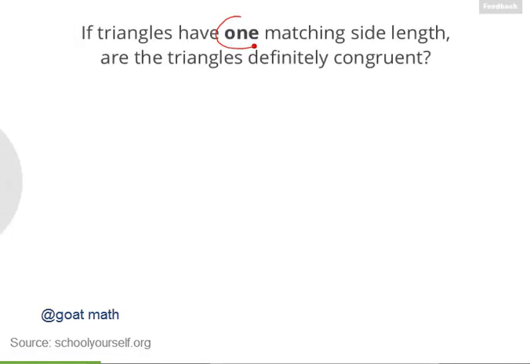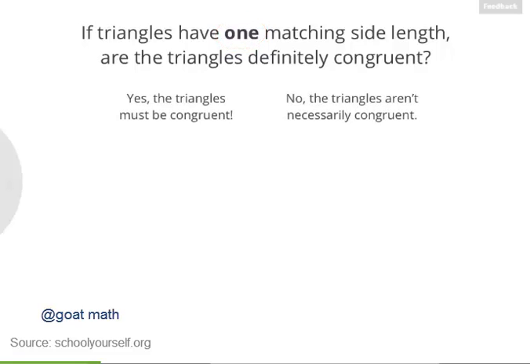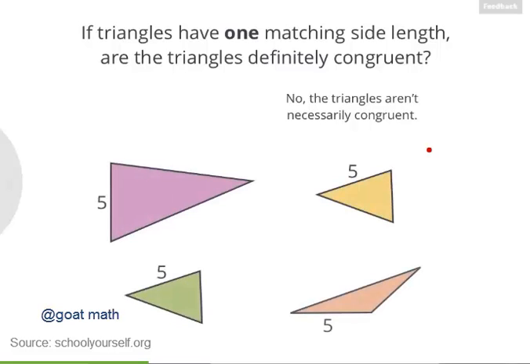If 2 triangles have 1 matching side length, is that enough to say that they're definitely congruent? Right. Having 1 matching side length does not guarantee that 2 triangles are congruent. For example, take a look at these 4 triangles down here, all of which have a side with length 5. The yellow and green triangles might be congruent, but the other ones are definitely not. So if triangles have 1 matching side, they're not necessarily congruent.